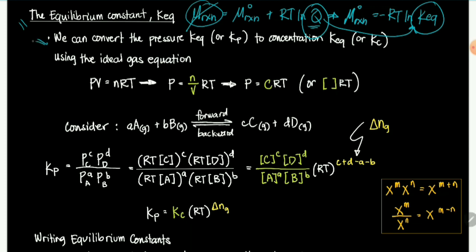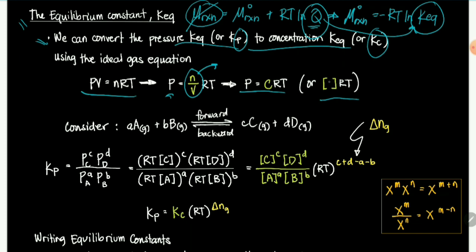Okay? So, we can also convert the pressure KEQ or K sub P to concentration KEQ or K sub C. So, we can use the ideal gas equation para ma-derive natin yung relationship. Kasi, yung mga gases naman natin doon ay assumed to be ideal. Okay? So, using the ideal gas equation, PV is equal to nRT, we can relate P. Okay? So, P is equal to n over V times RT. So, n over V is the concentration. So, number of moles of component over the volume of the system. So, that's also P equals CRT, or pwede natin gamitin yung bracket RT as long as may component dun sa loob ng bracket. For example, A.